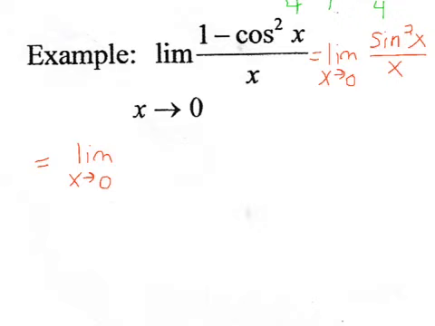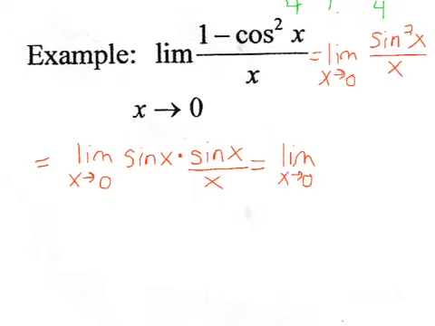So sine squared x is just sine x times sine x, so I'm going to write this as sine x times sine x over x. And now we're pretty close to having our theorem. Unlike the 4, we cannot take the sine x and pull it out in front because sine x is actually a function. But what we can do is rewrite this as the limit as x approaches 0 of sine x times the limit as x approaches 0 of sine x over x.